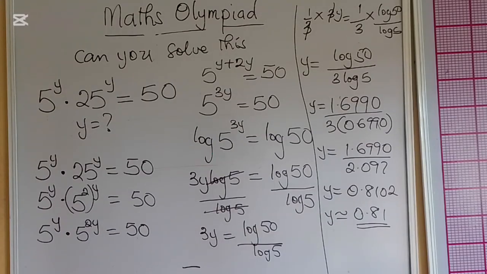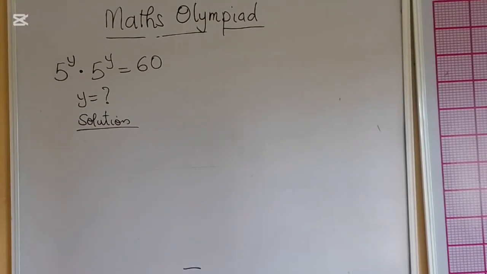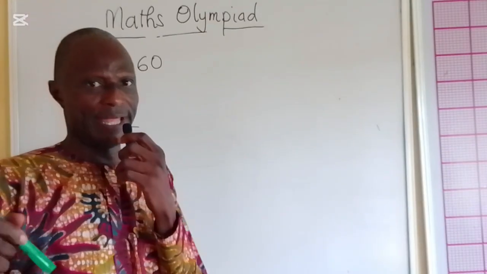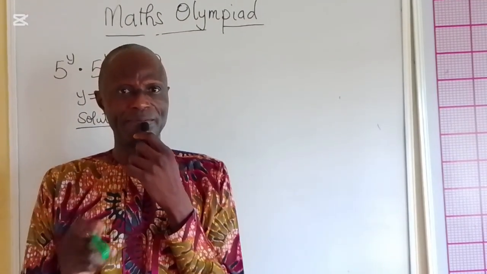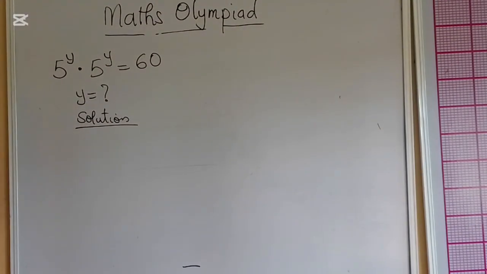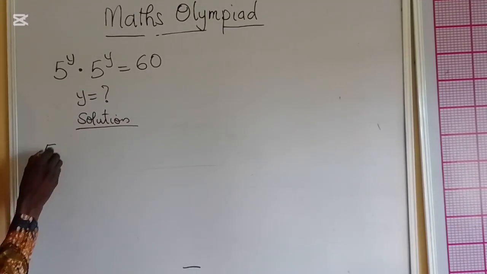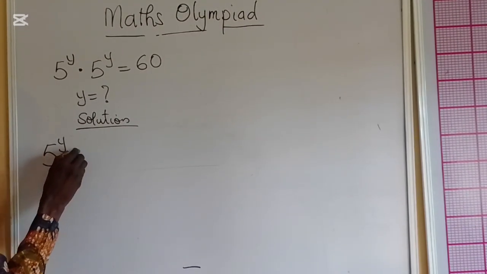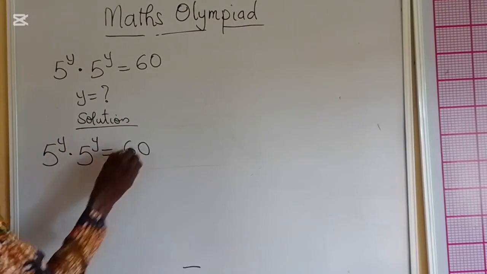I told you, stay tuned. I want to give you another example. All right, let's look at this example number 2. It is synonymous to example number 1. So the same working method we have applied in example number 1, that is what we apply in example number 2. 5 raised to the power y times 5 raised to the power y is equal to 60.